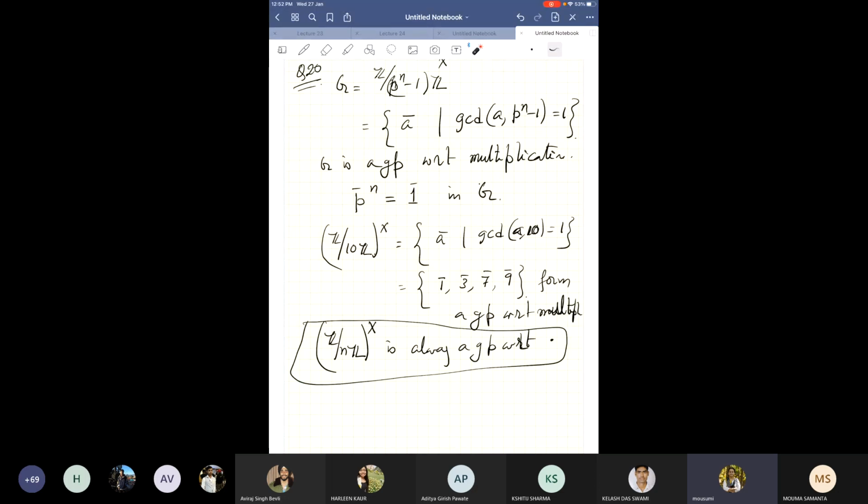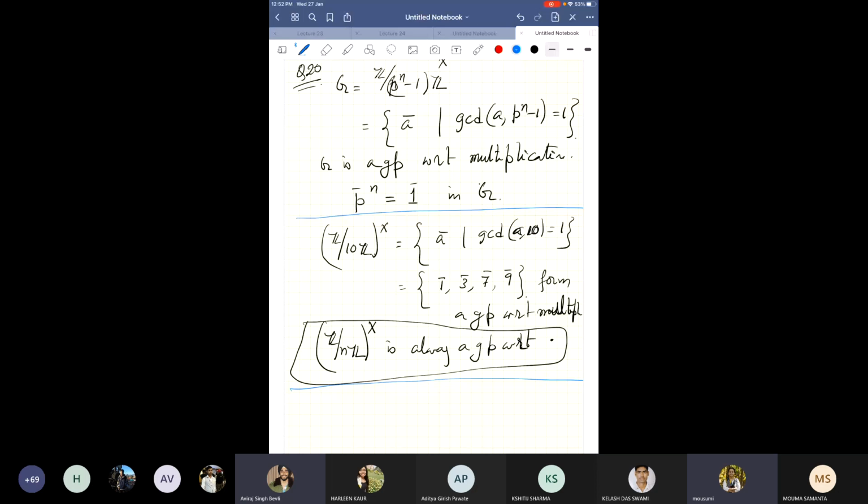But now I have to show that the order of p bar is actually equal to n. That means n is the smallest positive integer such that if I raise it to n, then I will get the identity. Isn't it? Yes, ma'am. So for that, yes.